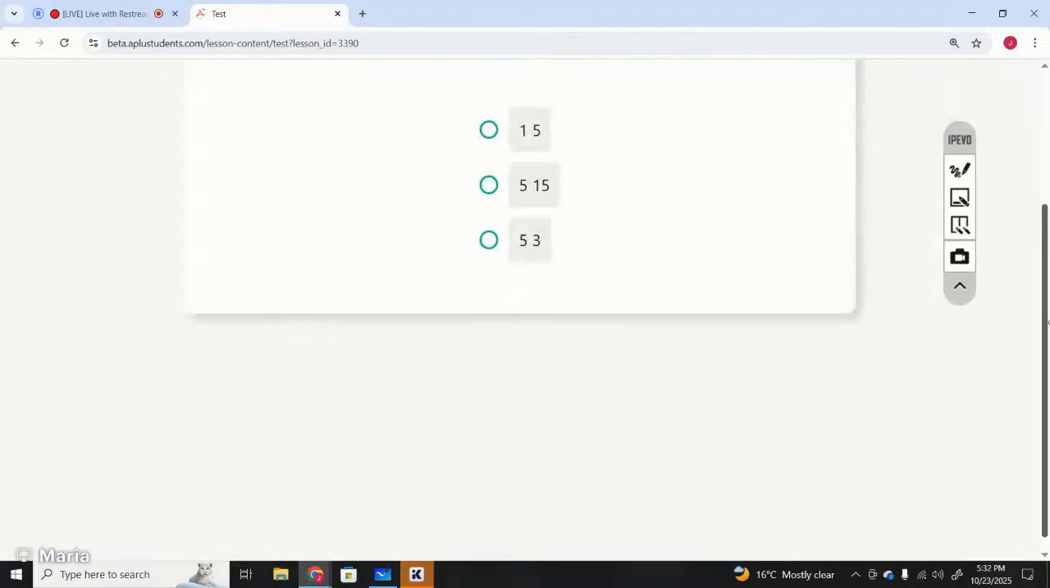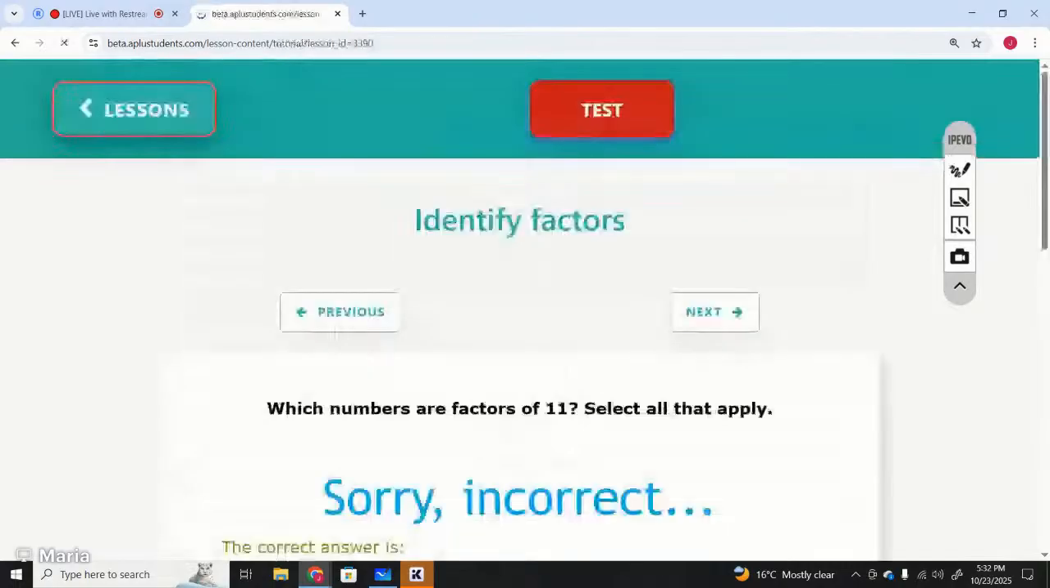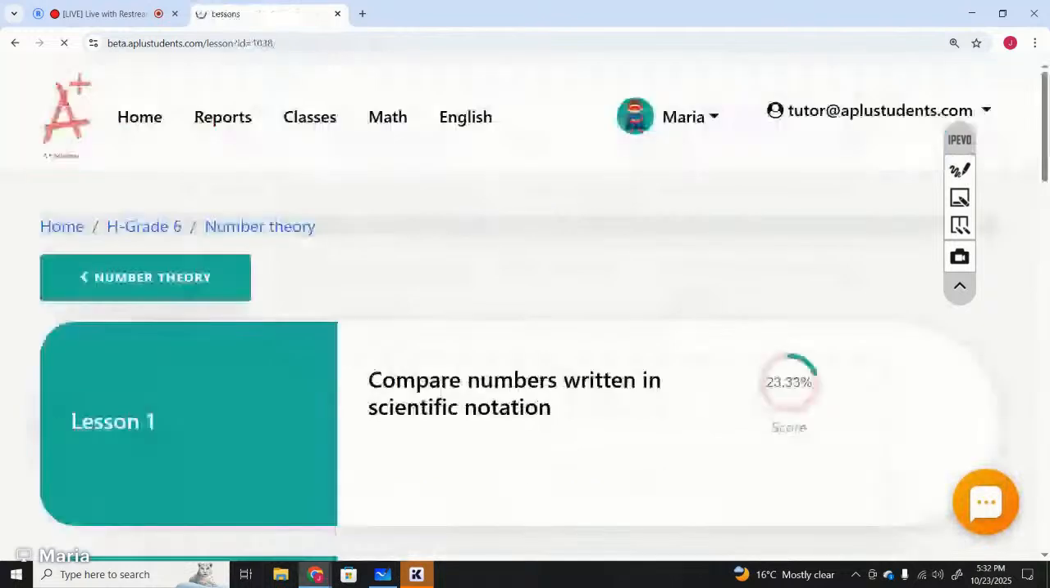Okay, you can complete the lesson by yourself later today. Let me just move on to the next lesson. The next lesson is prime factorization.